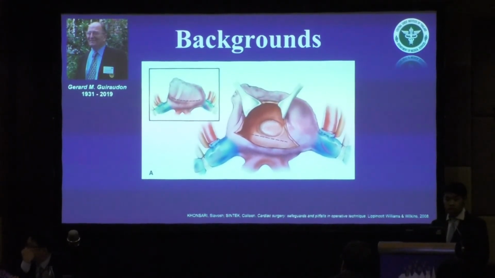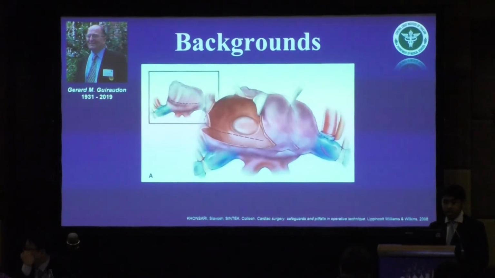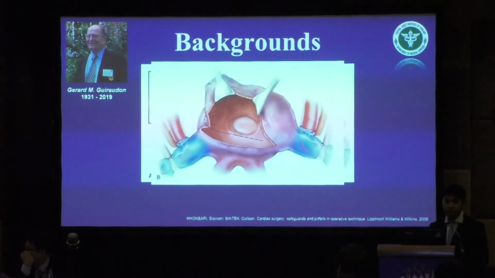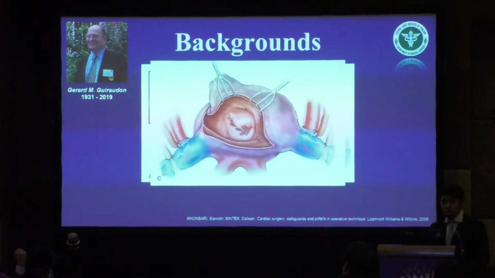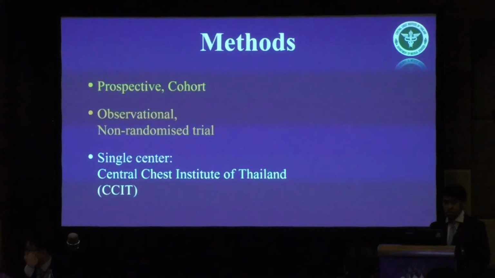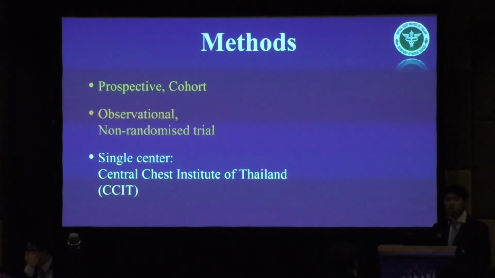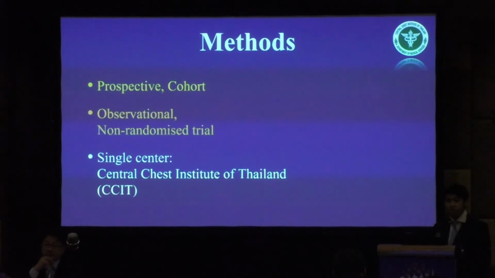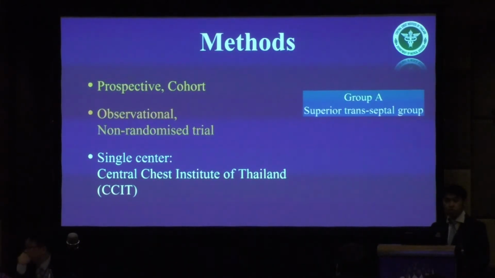As you can see, a vertical line atriotomy was made. Then we extended the incision superiorly to the roof of the left atrium and inferiorly to the posterior margin of the fossa ovalis. However, there are still some concerns about complications such as risk of bleeding and bradyarrhythmia. So in this paper, we performed a prospective cohort observational non-randomized study in a single center. The patients were divided into two groups: Group A, the superior transseptal group, and Group B, the classical left atriotomy group.